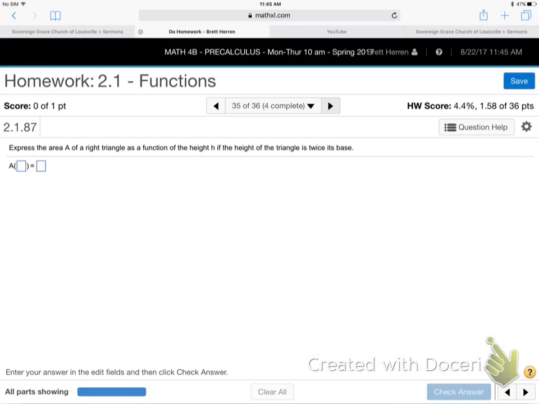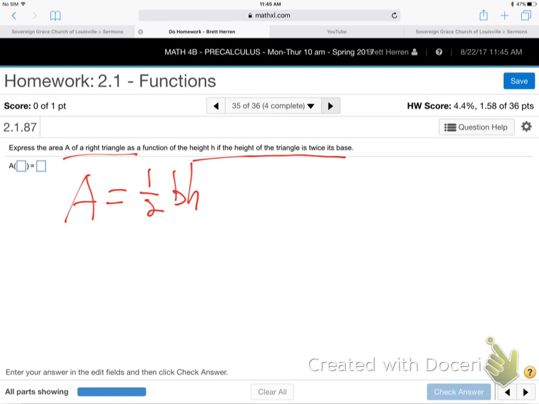Going into the next topic, talking about the area of a triangle as a function of height, h. So anyway, you know the area of a triangle formula, right? What's the area of a triangle?